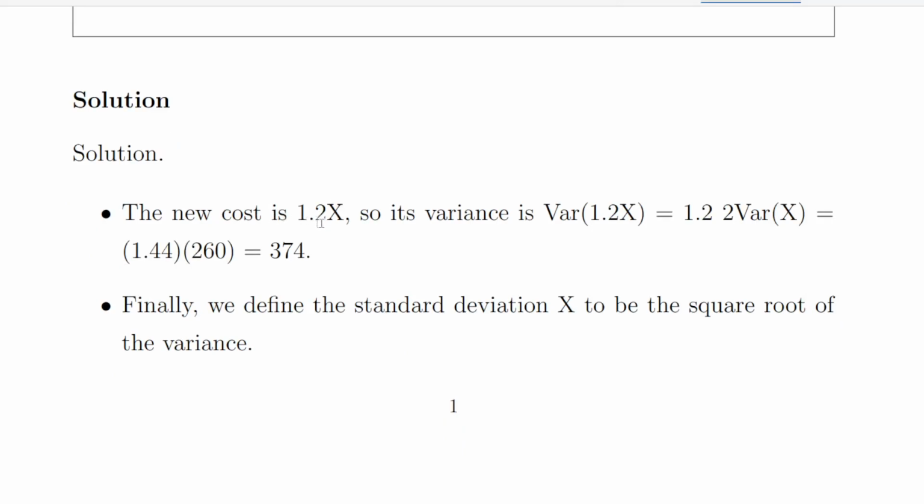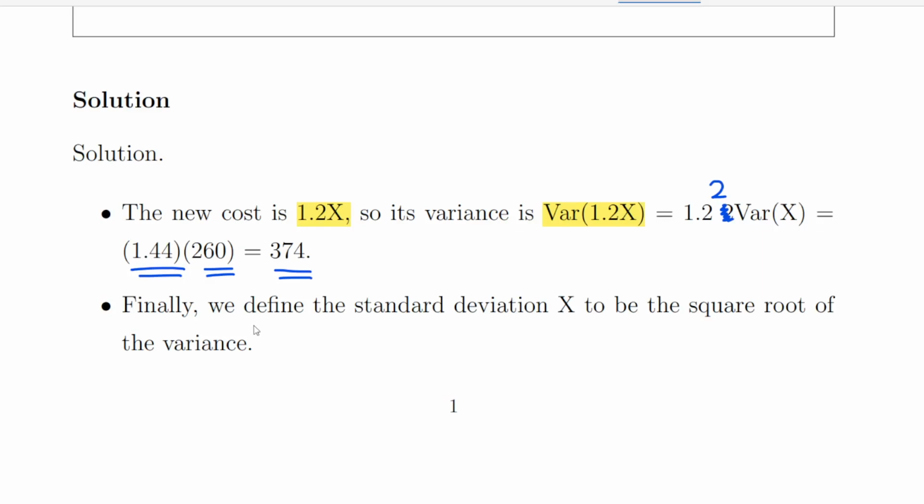Okay, so essentially all the costs go up by 20% across the board. So it's consistent for everyone, no matter what the average cost is, 20% for everyone. So the new cost of maintaining the car is 1.2x. Okay, so the variance of maintaining the car is the variance of 1.2x, which is 1.2 squared, that should be squared there, times the variance of x. That is 1.44 times 260, and that is 374.